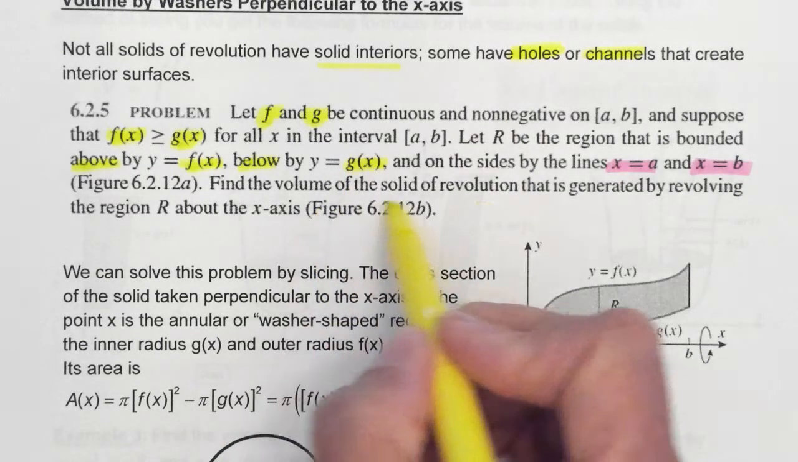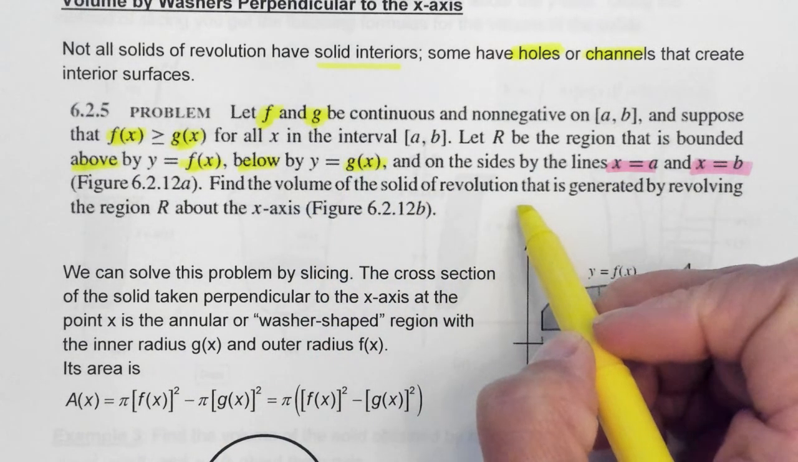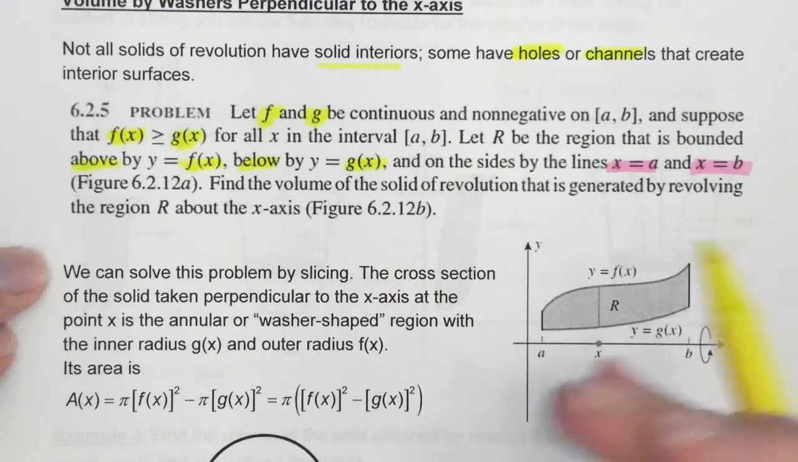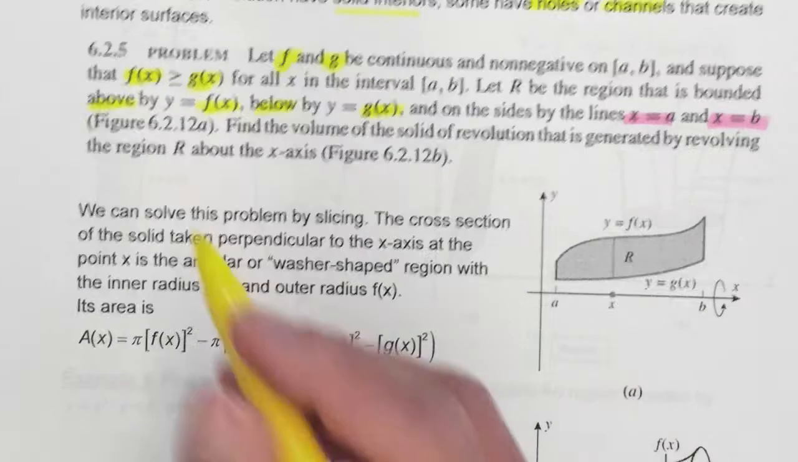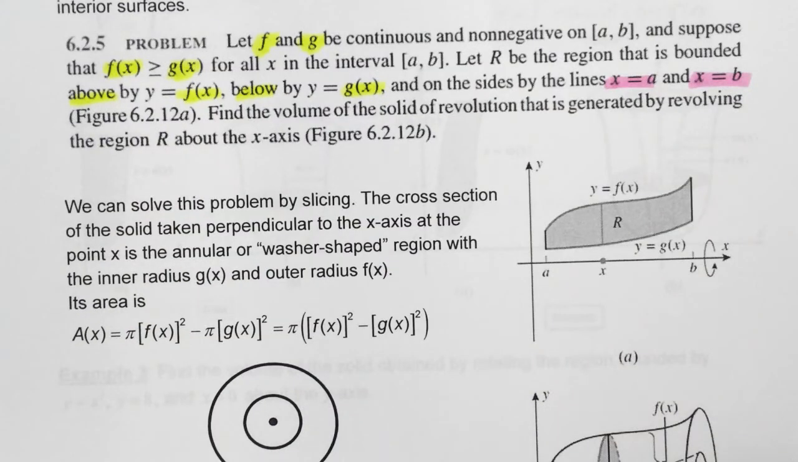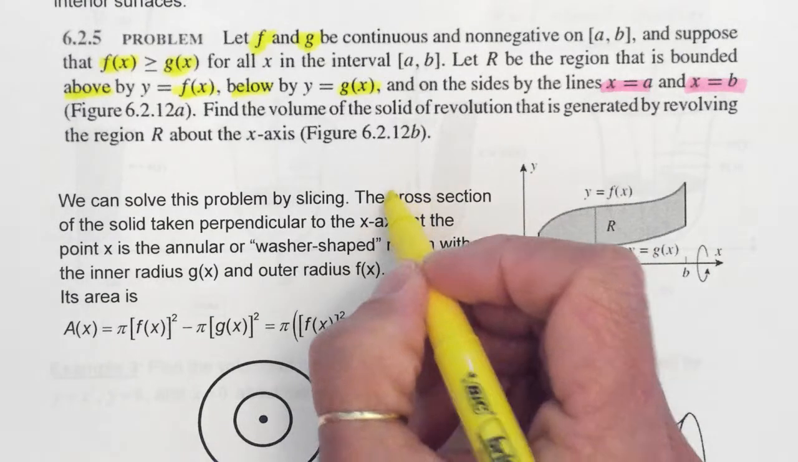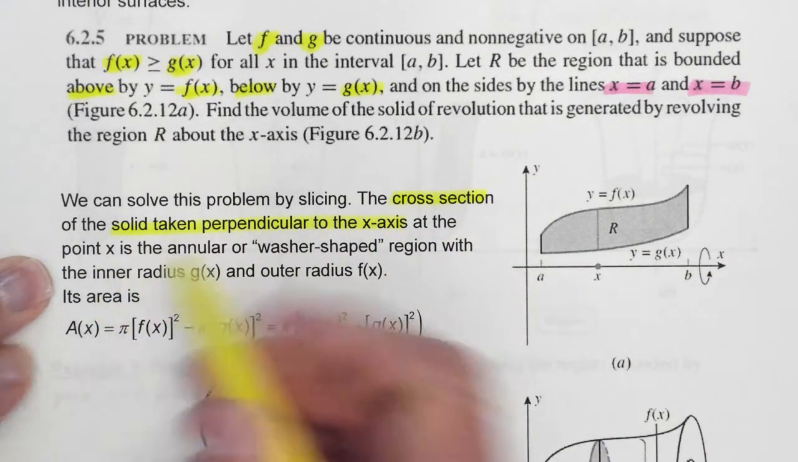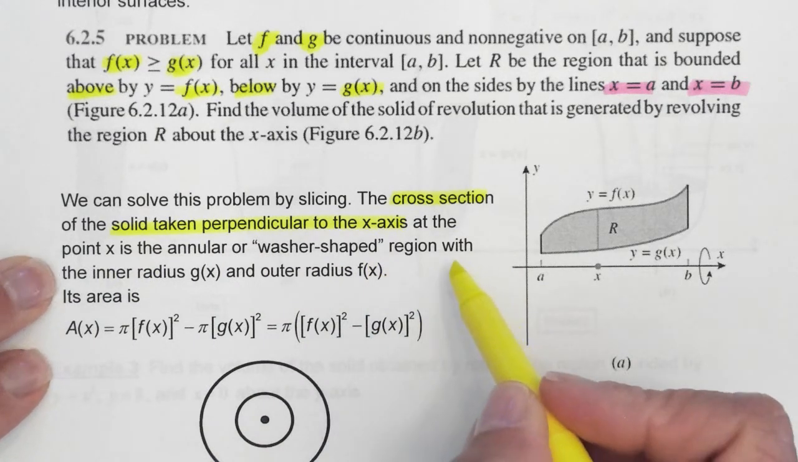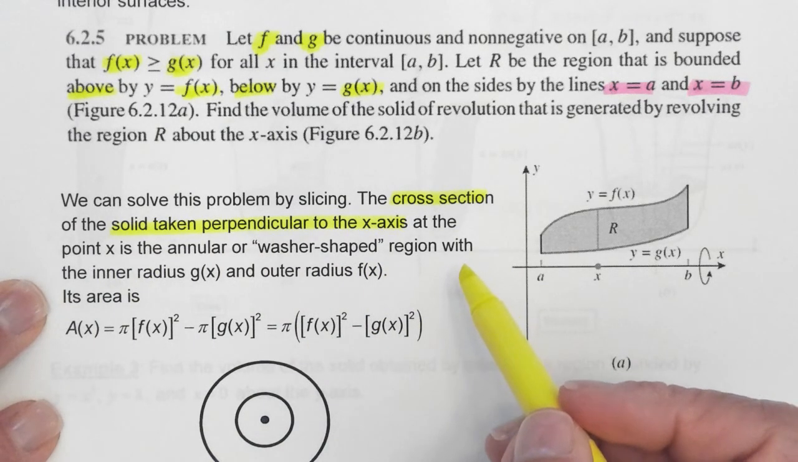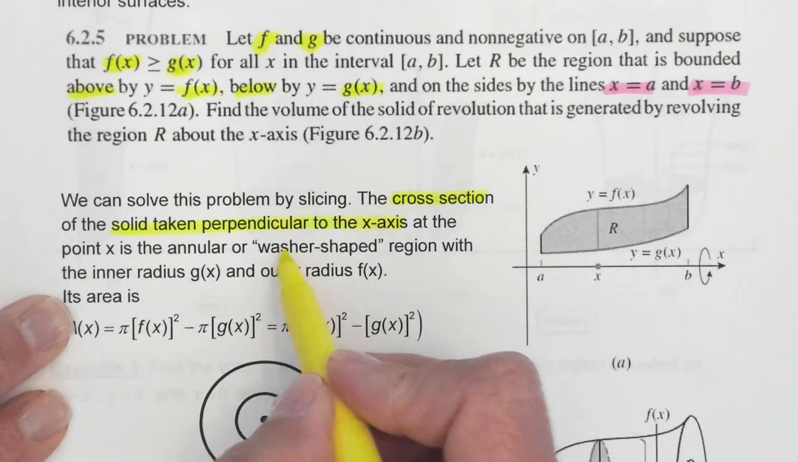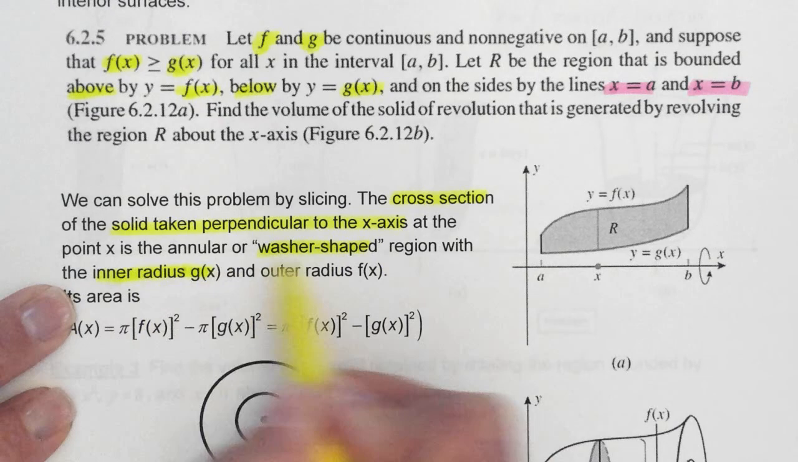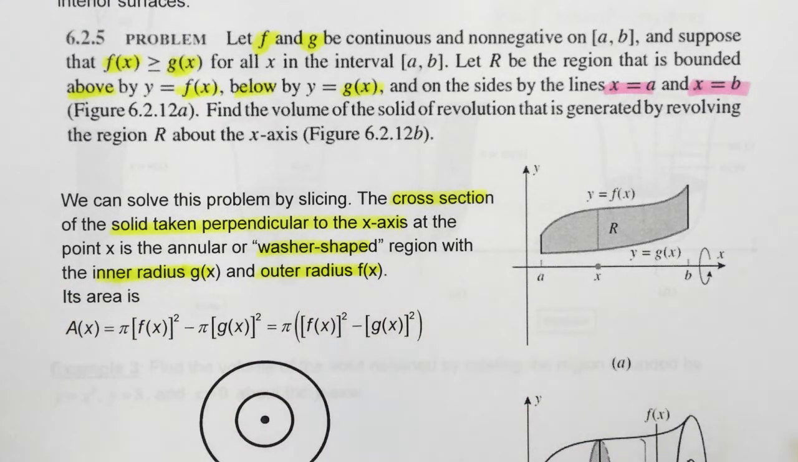So the volume of this solid that is revolved around this region, around the x-axis, is going to create a hole. So we can actually solve this problem, again, by slicing, and we're going to say that this cross-section is taken perpendicular to the x-axis at some given point x. So what's going to happen is we're going to create some hole in this region. So we have a washer-shaped region with the inner radius of g of x and the outer radius of f of x.